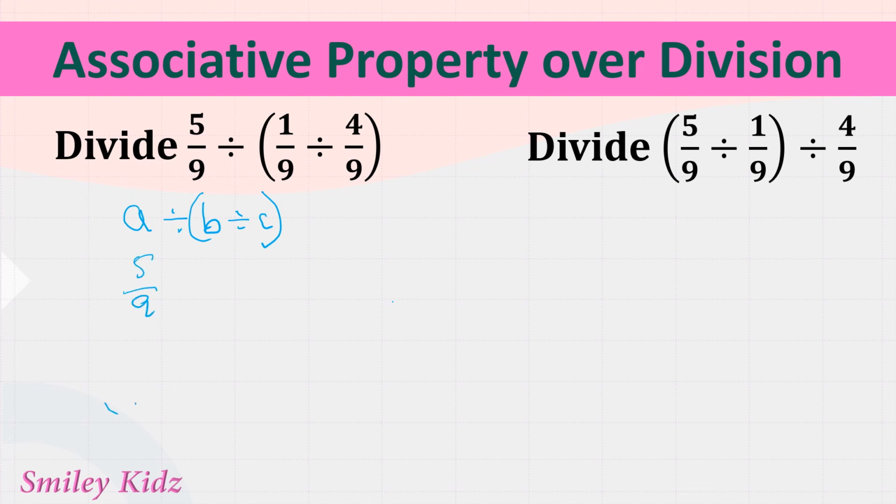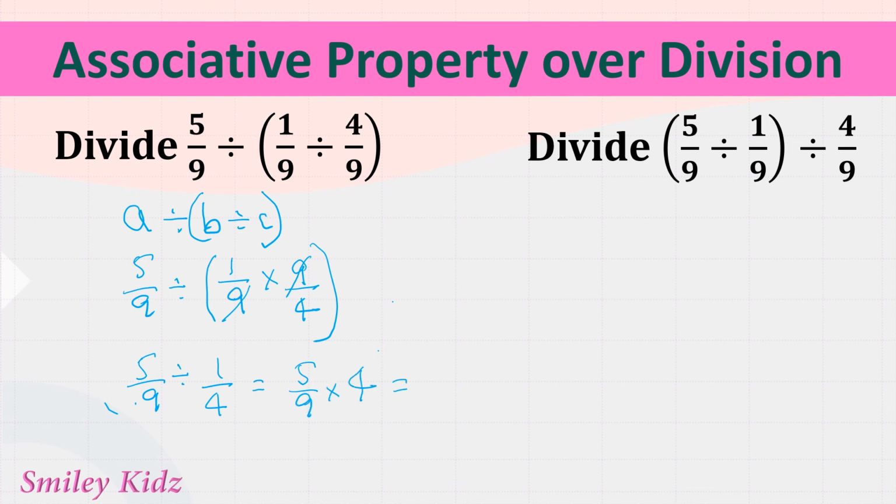5 by 9 divided by (1 by 9 multiplied by 9 by 4). Here 9 and 9 get cancelled, which will be equal to 5 by 9 divided by 1 by 4, which is equal to 5 by 9 multiplied by 4, which is equal to 20 by 9.